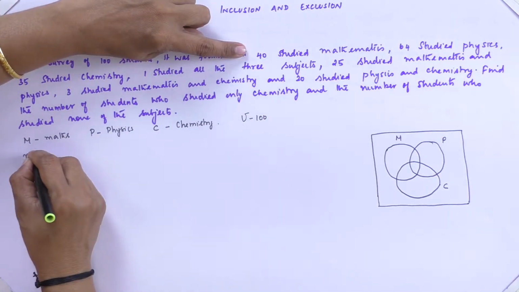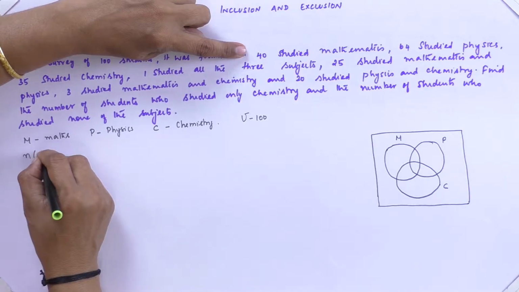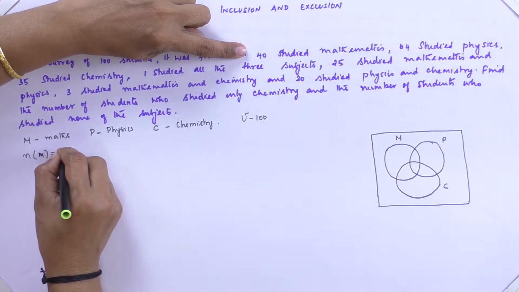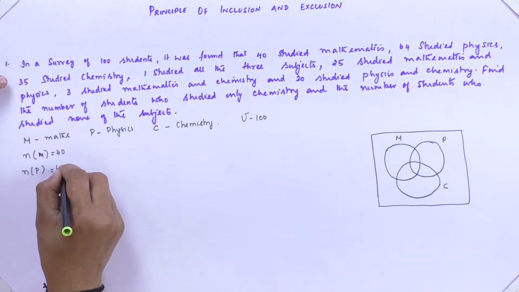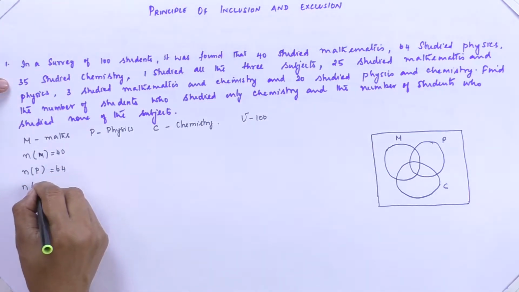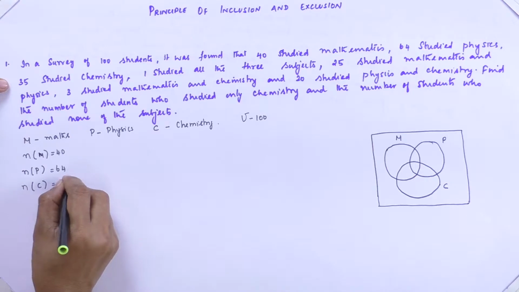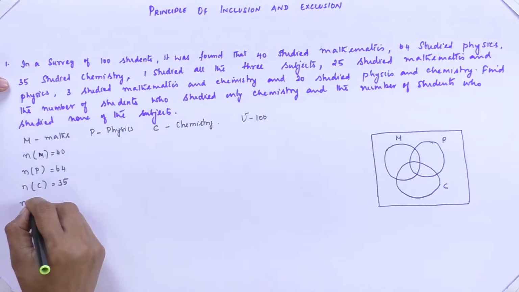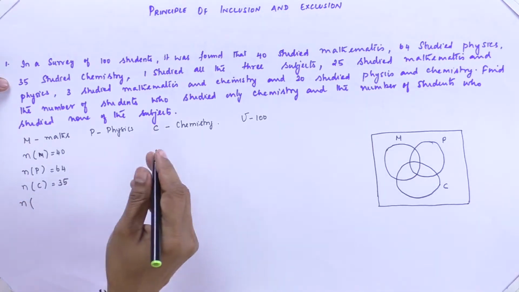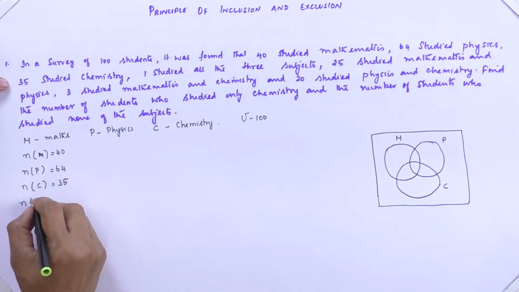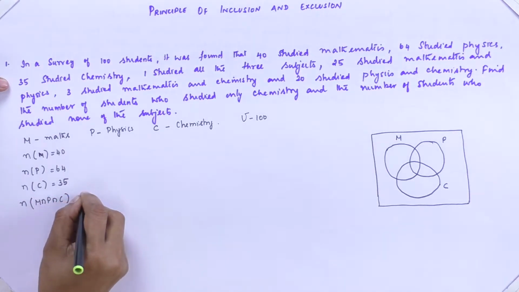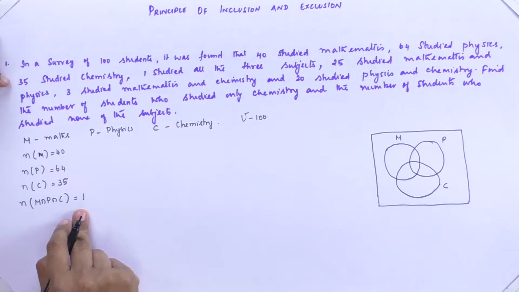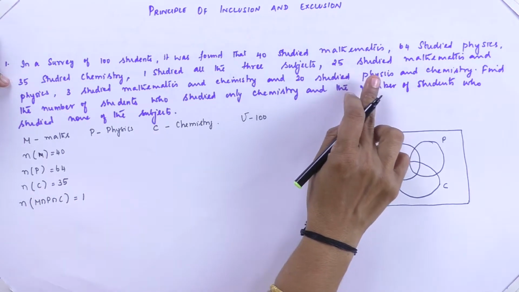It was found that 40 studied mathematics. The number of students who studied mathematics was 40, the number who studied physics was 64, and the number who studied chemistry was 35. The number of students who studied all three subjects, maths, physics and chemistry, so it is common to all three, is equal to 1.